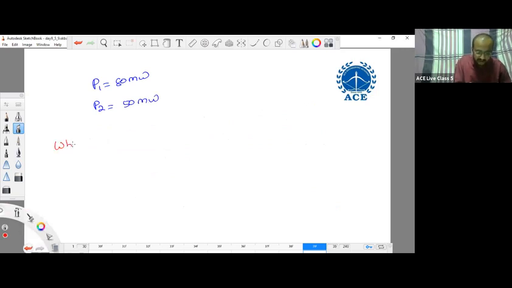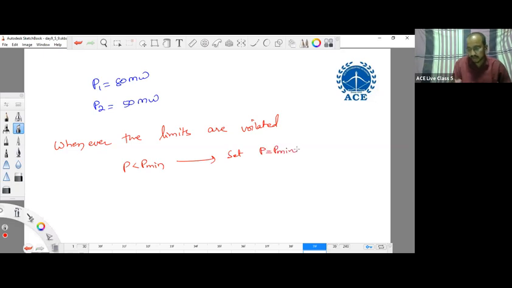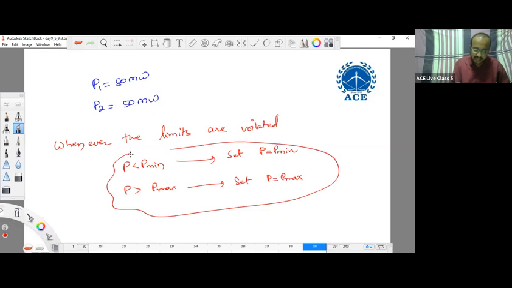So what is your conclusion? Whenever the limits are violated, what do you need to do? Suppose P is less than P minimum, what do you need to do? Set P equal to P minimum. If P is greater than P maximum, then we need to set P equal to P maximum. Whichever limit has been violated, you need to set it to that limit value.